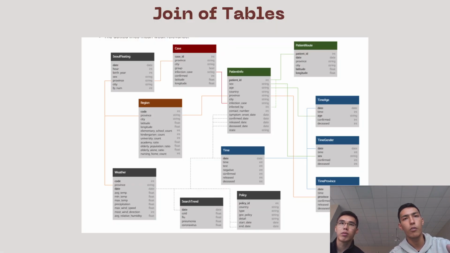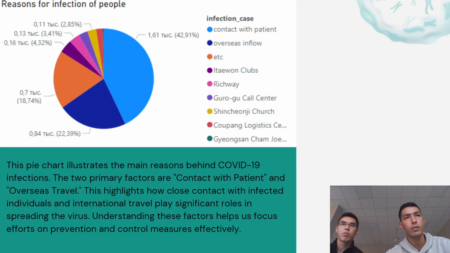Here is the structure of our data set. So how each table is related to another. So we have some common columns, by which we use the joining and make some new visualization elements, graphs.